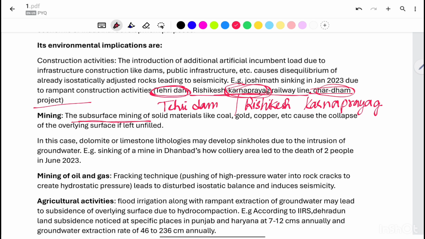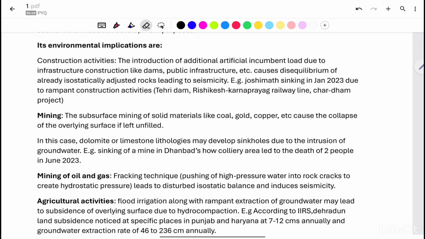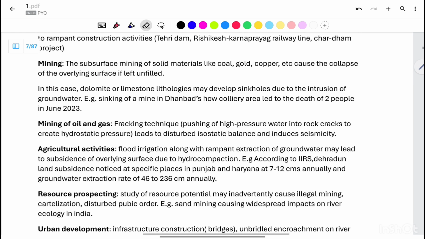Mining. Subsurface mining of the solid materials. Mining for gold, coal is mined. Even petroleum resources we are extracting from the seabeds, right? They cause the collapse of the overlying surface if left unfilled. Dolomite or limestone lithologies may develop sinkholes due to the intrusion of groundwater.